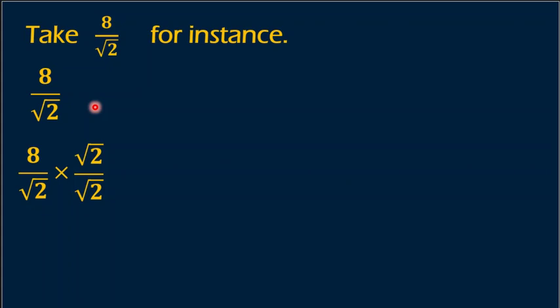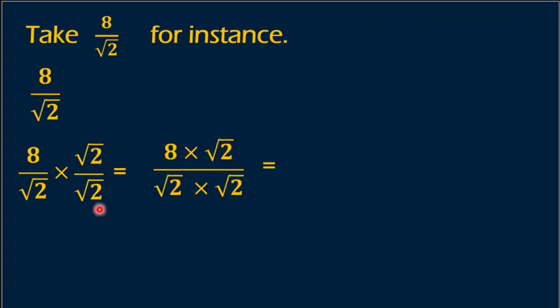This is what we get when we do so. We take root 2, multiply it by the numerator, multiply it by the denominator, and that gives us this expression. We get 8 times root 2 over root 2 times root 2, which is what we have here. This has already been covered in multiplication of surds, so if you don't know how to go about it, I strongly suggest you look at the multiplication of surds video.